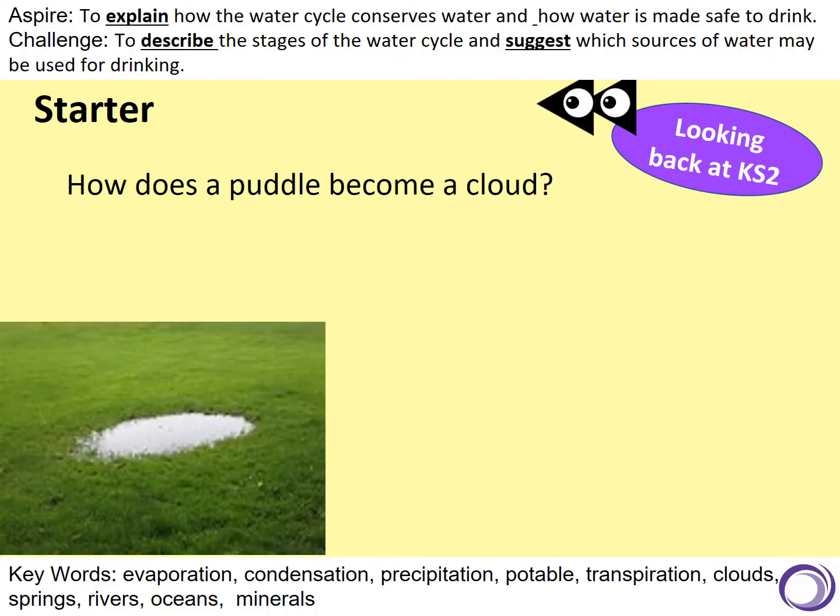So our starter, this is looking back a little bit at key stage 2. And I'm just wanting you to have a quick think about how does a puddle become a cloud. Try and use as many keywords as you can and write this down in your exercise book. And I'm going to give you about 30 seconds just to include that.